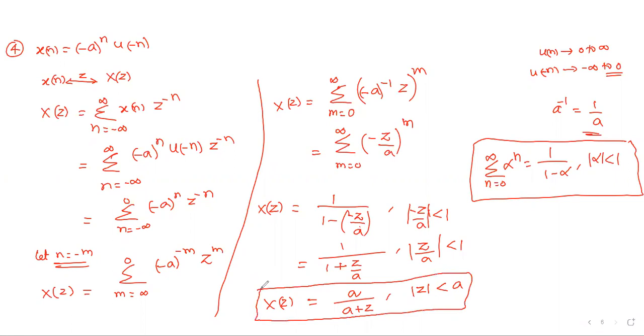For the given signal. Now we will see the next problem, the fifth problem. x of n is equal to a power modulus of n, where a is less than 1. So now here modulus is there. Already I told, whenever you have the modulus, you need to write very carefully. What will x of n become? x of n will become a power n u of n plus a power minus n.